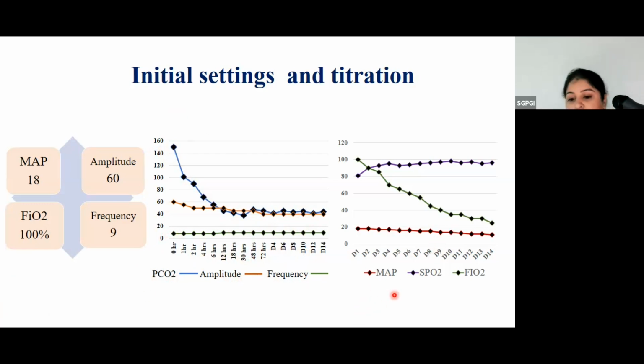For the oxygenation part, we can see the second graph, that is the mean airway pressure, which was initially 18 and then gradually declined to 14. There should not be drastic changes in the mean airway pressure because it can lead to de-recruitment. And the saturation, which was initially around 80% as the baby was not maintaining, gradually improved. And we could then taper off the FiO2.